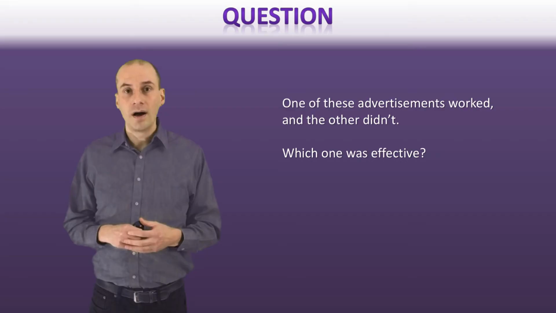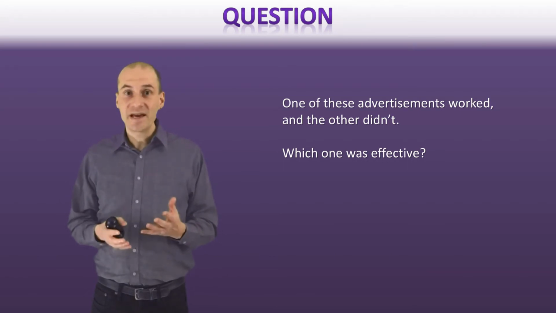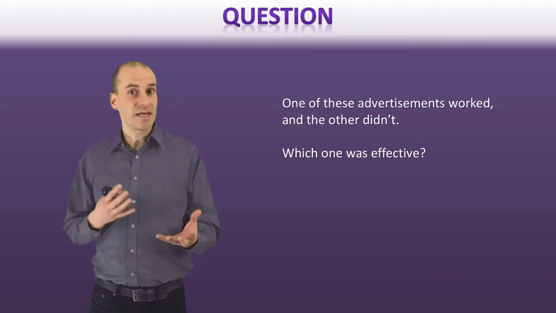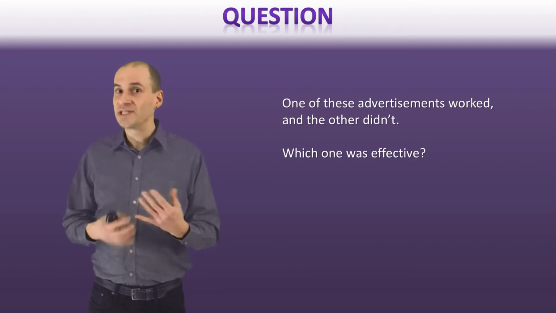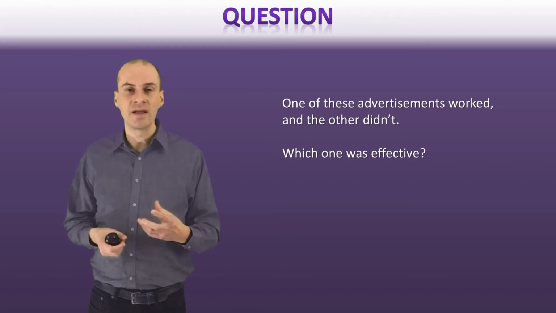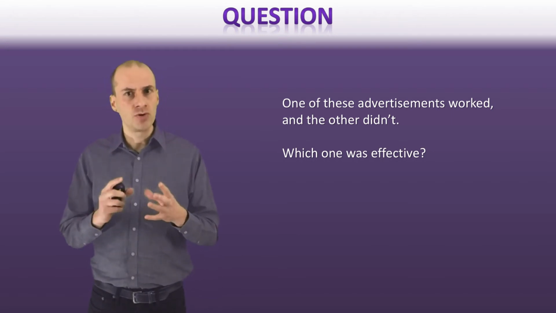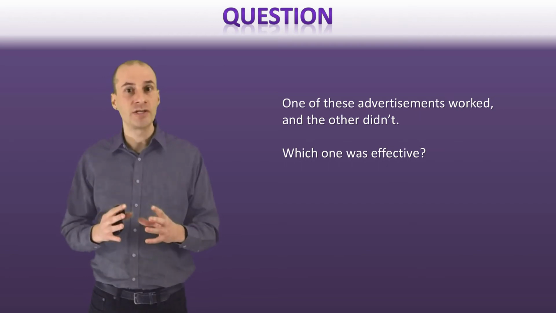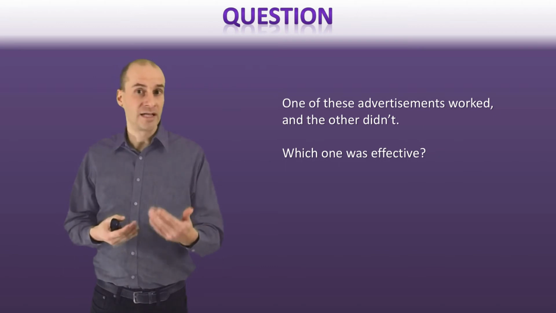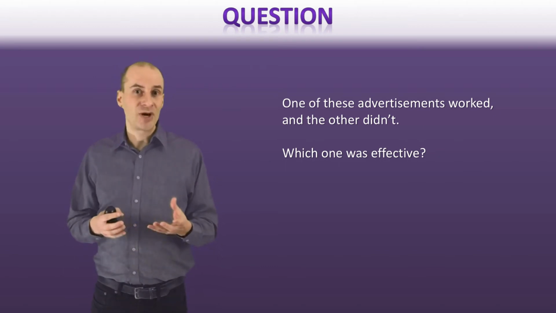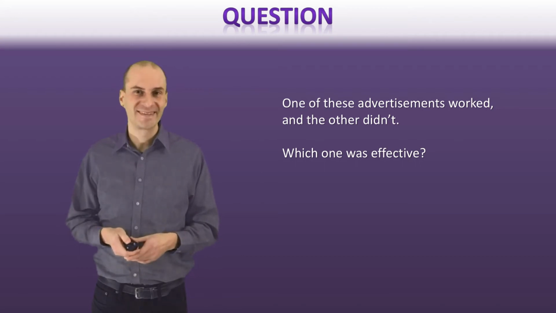All right. So one of these advertisements actually worked and the other one did not. So as you can see, they're quite different. So think a little bit. I'm not going to tell you right now which one was the better advertisement, but think a little bit about what the different components were that they tried to use, what strategies they tried to use to convince people to not smoke. And try and think about which you think would be more effective. So an interesting puzzle for you.